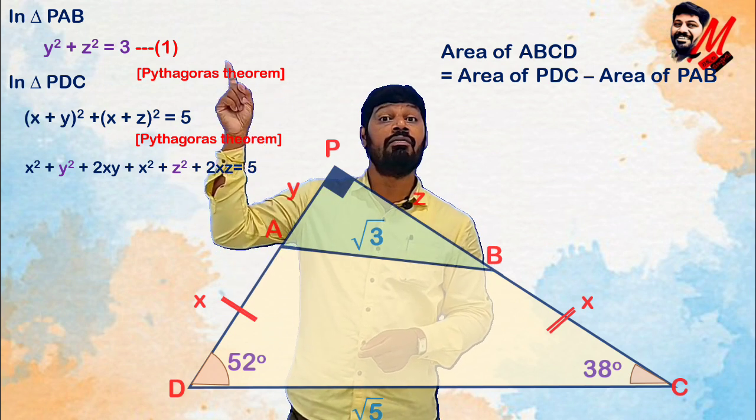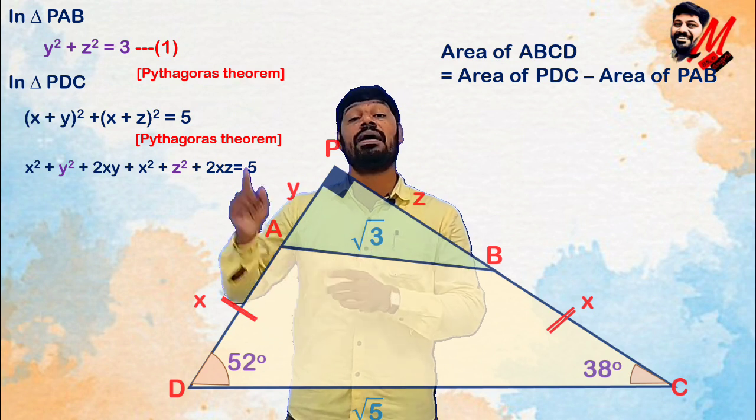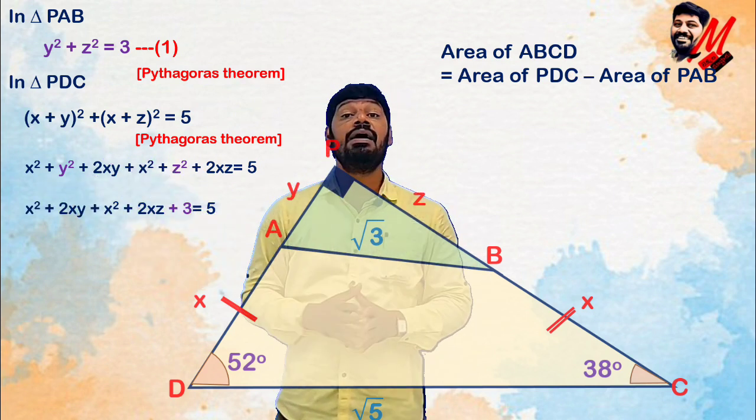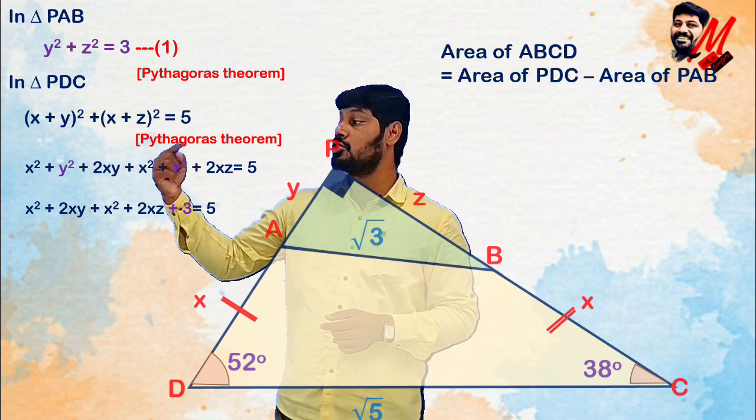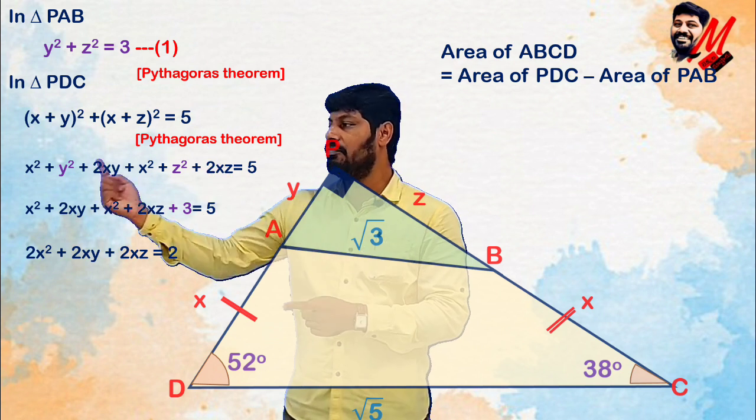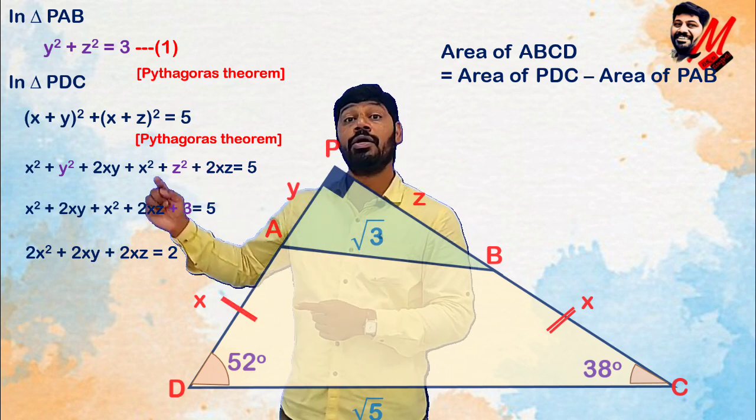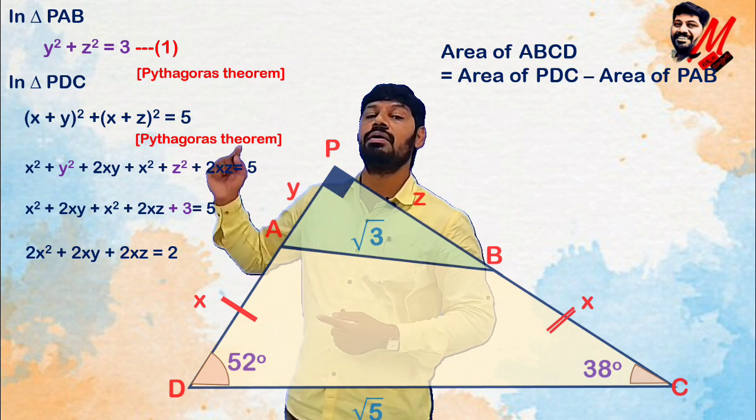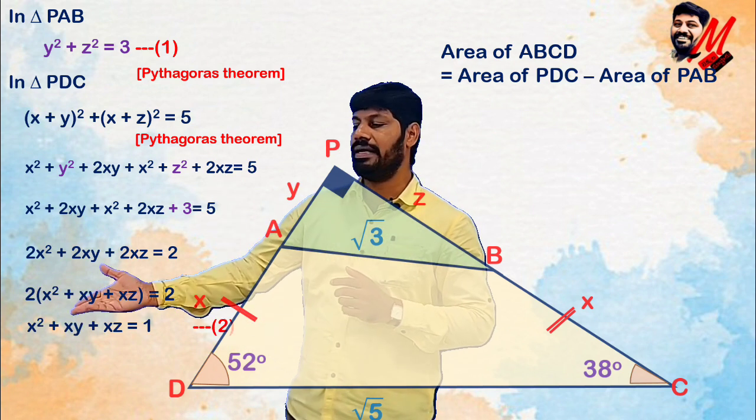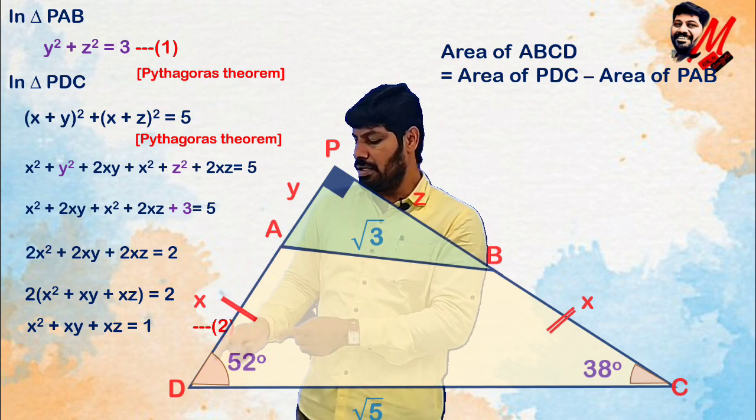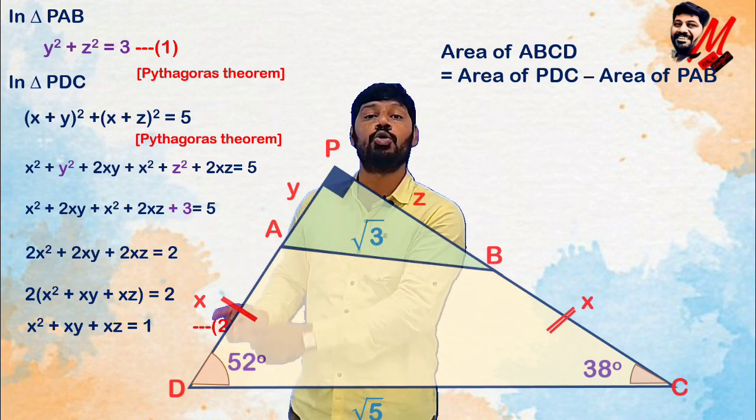But with statement 1, we can replace y square plus z square with 3. Here if you observe, y square plus z square, I am replacing with 3. The rest of the parts, x square and x square, 2x square, 2xy, 2xz is equal to 5. If I transpose 3 to this side, we are going to get 2x square plus 2xy plus 2xz is equal to 2. If I divide by 2, we are going to get x square plus xy plus xz is equal to 1. So let me make it statement 2.